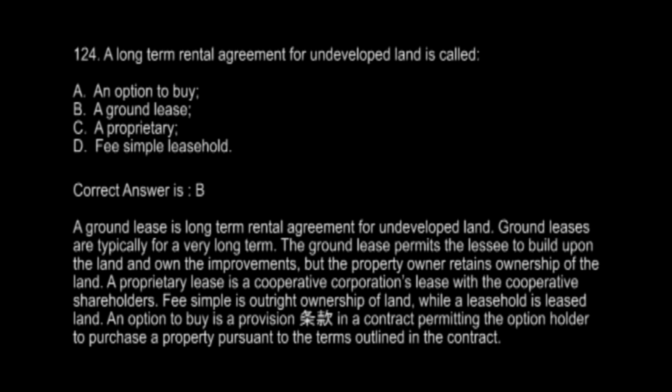Correct answer is B. A ground lease is a long-term rental agreement for undeveloped land. Ground leases are typically for a very long term. The ground lease permits the lessee to build upon the land and own the improvements, but the property owner retains ownership of the land. A proprietary lease is a cooperative corporation's lease with the cooperative shareholders. Fee simple is outright ownership of land, while a leasehold is leased land. An option to buy is a provision in a contract permitting the option holder to purchase a property pursuant to the terms outlined in the contract.